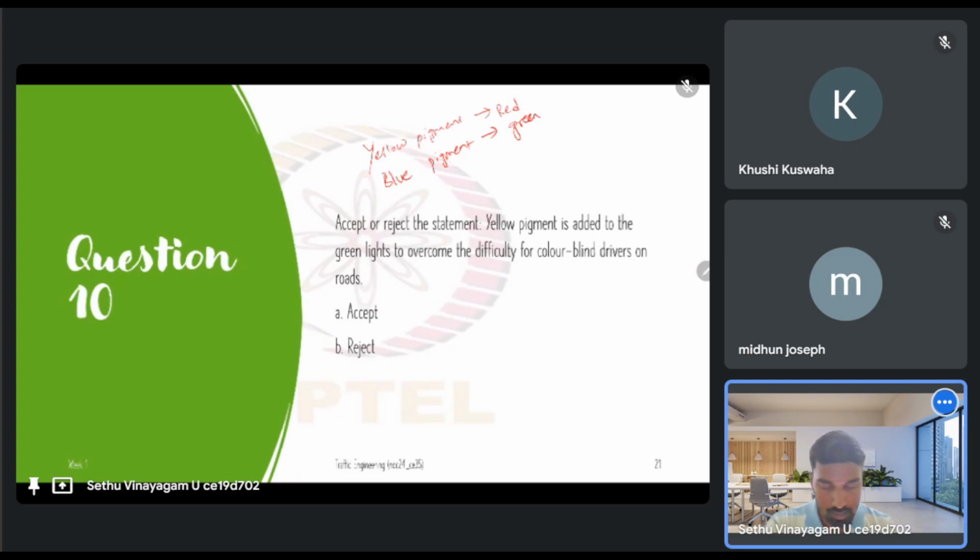So the given statement is opposite. It says yellow is added to green, which is incorrect. So yellow is for red and blue is for green. So therefore we reject the given statement.